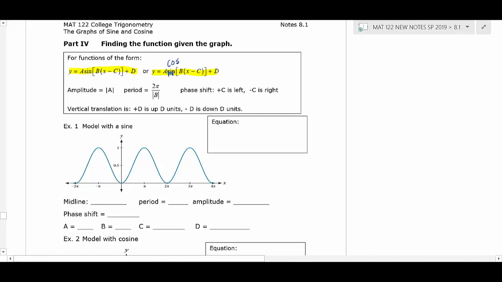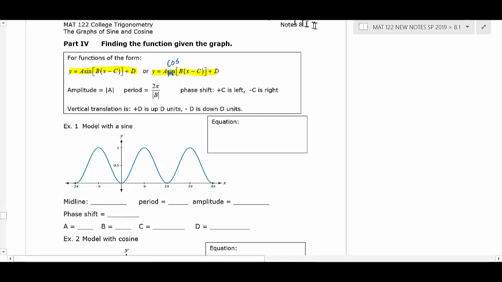All right, so just to review, we know that A gives the amplitude. We know that the number B gives the period based on this formula. C is the phase shift. Plus C is left, minus C is right. And then D gives whether the graph goes up or down. All right, so what we're going to do is look at this example down here.